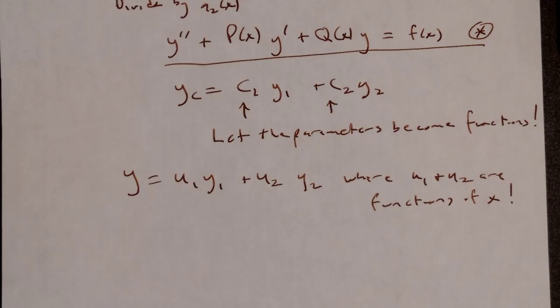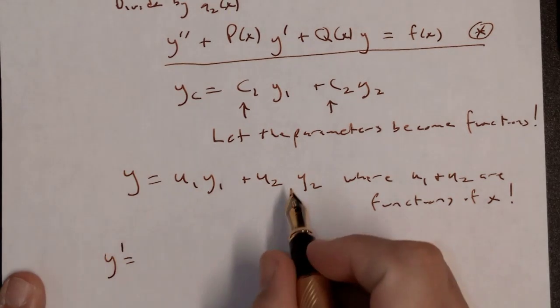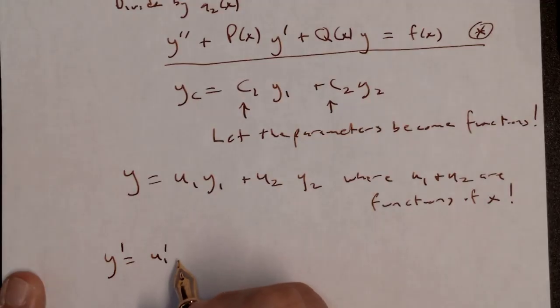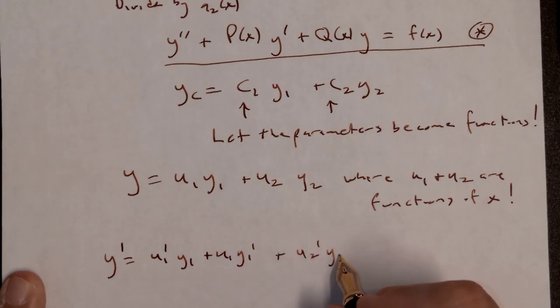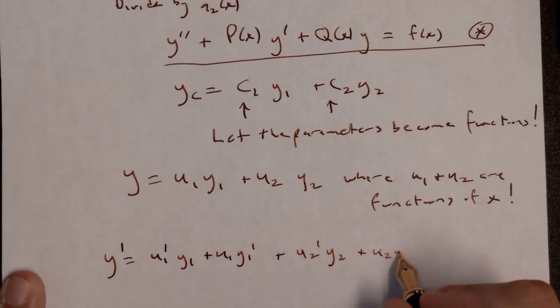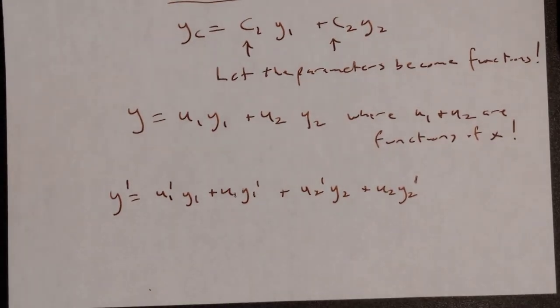Fine. All right, here we go. The first derivative, y prime. Product rule twice. u1 prime y1 plus u1 y1 prime, u2 prime y2 plus u2 y2 prime. Not so bad. The second derivative is now the product rule 4 times.